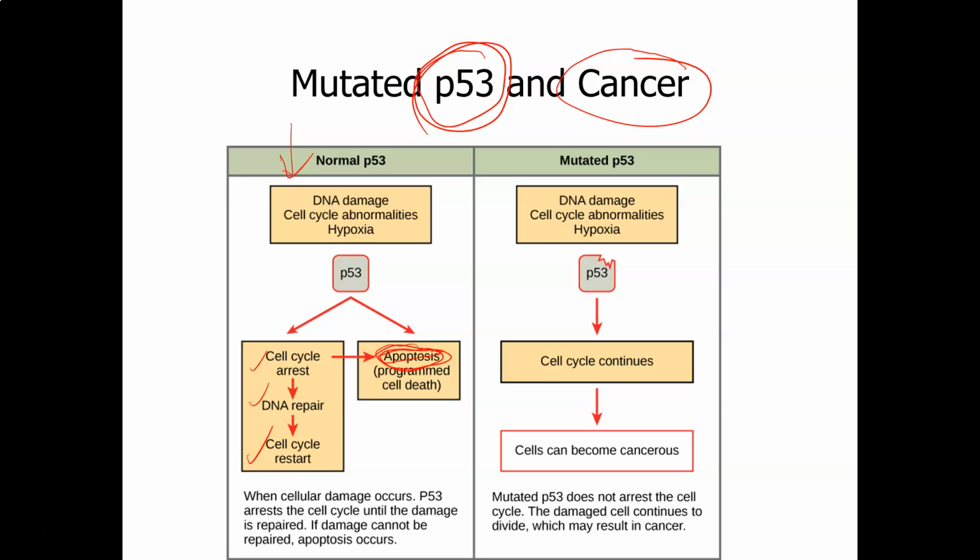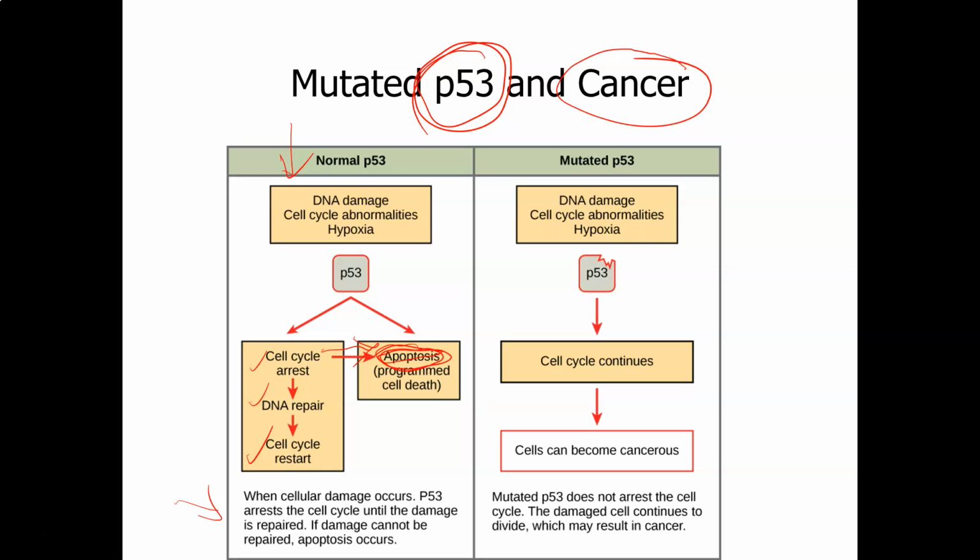Now, if the cell cycle goes into arrest and the DNA is not able to repair itself, then of course it will lead to apoptosis that way. So when cellular damage occurs down here at the bottom, P53 arrests the cell cycle until the damage is repaired. If the damage can't be repaired, then apoptosis occurs, and that's programmed cell death. So that cell cannot divide and become a tumor.